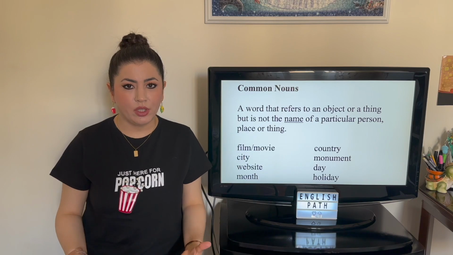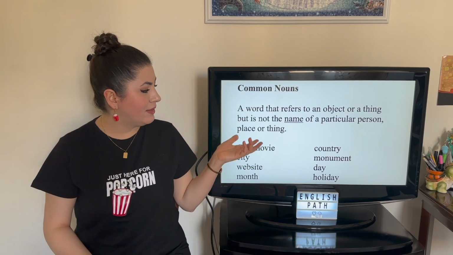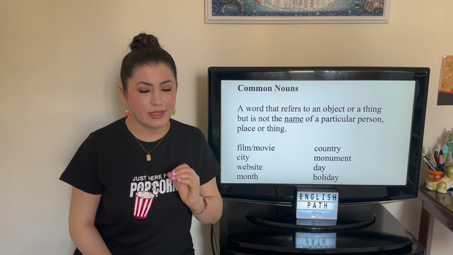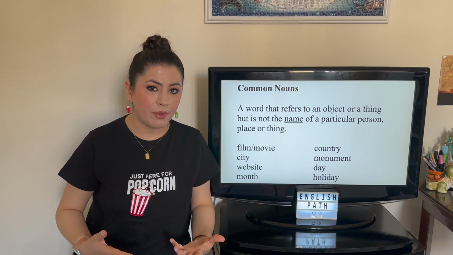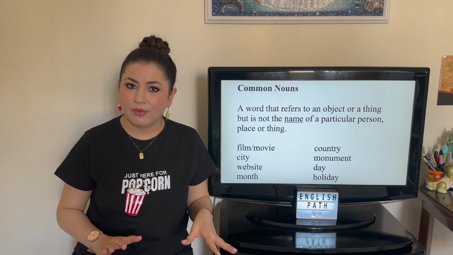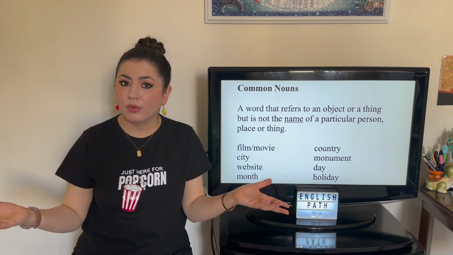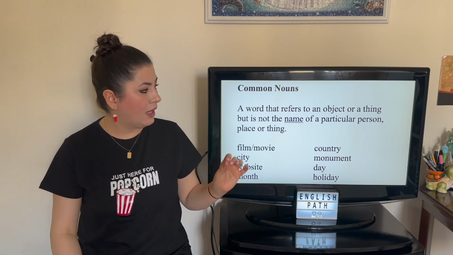Common nouns are words that refer to objects, people, or things, but they do not refer to the name of a particular person or thing. Like, my name is Nushin. Nushin is a proper noun. But I'm a teacher. Teacher is a common noun. I'm a teacher and there are millions of other teachers in this world too. So it doesn't make the person or thing unique.